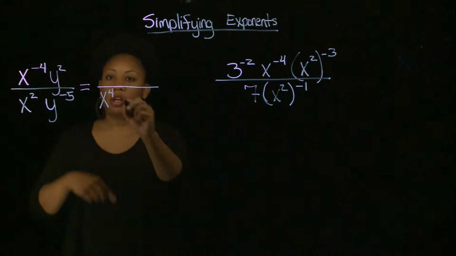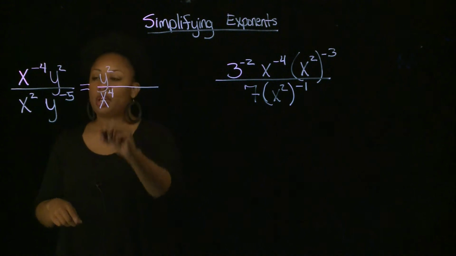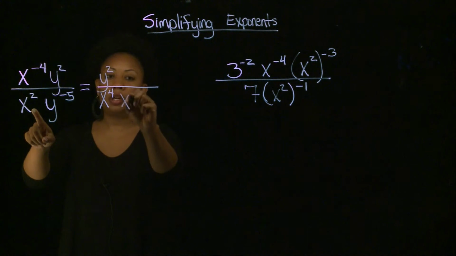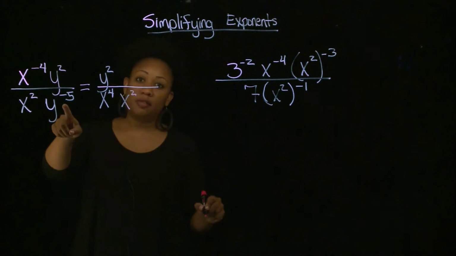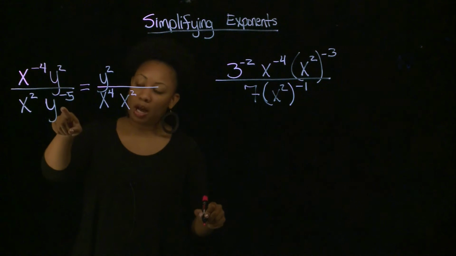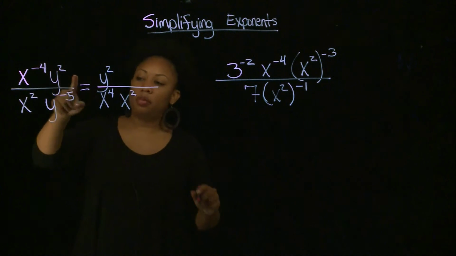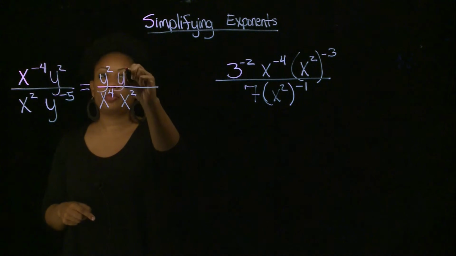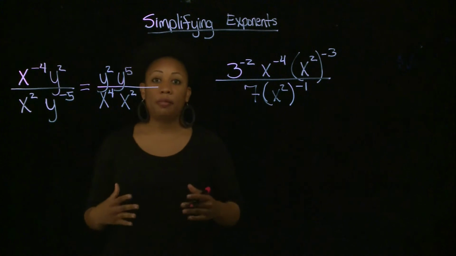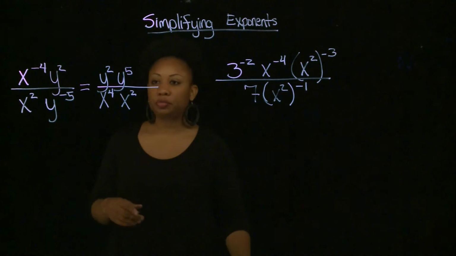Then we'll leave my y squared at the top. Then at the bottom, I still have an x squared, and I want this negative to be a positive. Since y to the negative fifth is on the bottom of the fraction, in order to make it positive, I'm going to put it at the top. Same thing as calling it the reciprocal.